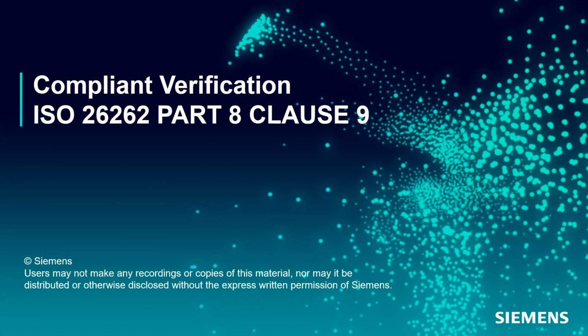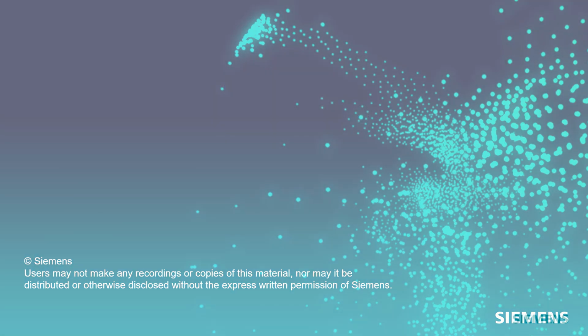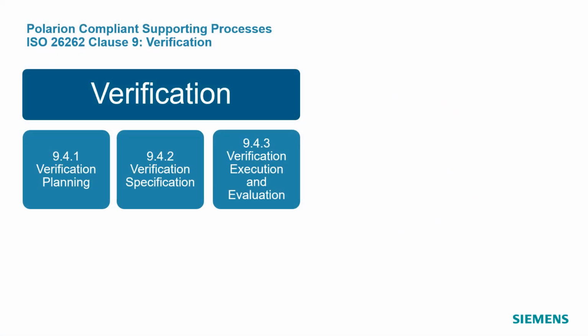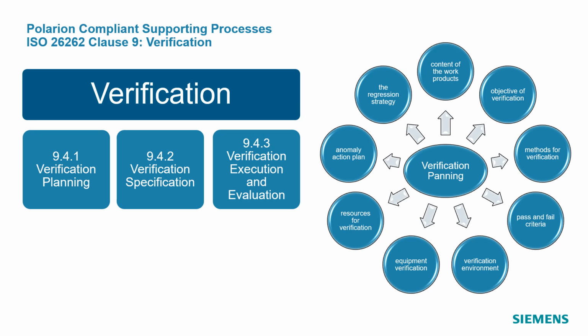Compliance verification. The Polarion X compliance verification supports this in three ways: by providing the verification planning activities, the verification specification, and the verification execution and evaluation capturing.